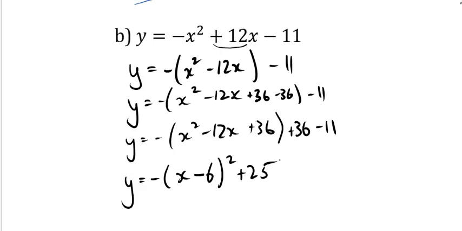Opens downwards, so this has a maximum. What's the maximum? It's 25 because that's the y value. And it occurs when x is positive 6. That's a shift to the right 6 spaces. It's a vertical shift up 25.